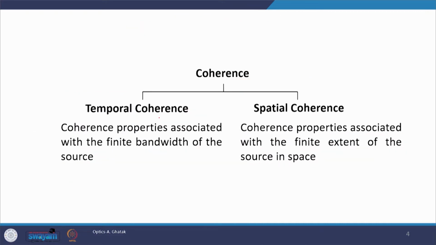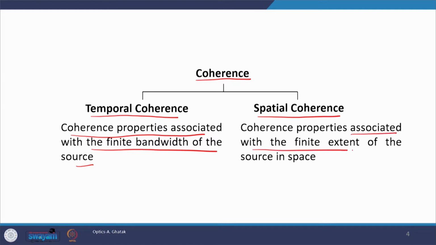Now, the new thing here is that coherence is categorized in two categories. The first one is called temporal coherence and the second is called spatial coherence. The coherence properties which are associated with the finite bandwidth of the source come in the category of temporal coherence. But if the coherence properties are associated with the finite extent of the source in space, suppose we are talking about a broad source, then spatial coherence comes into the picture. We will talk about these two terms more in the coming slides.